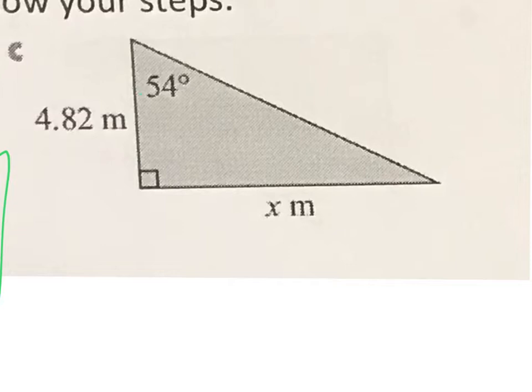In that last one, here's the angle, 54. We have the hypotenuse over here, but we're not interested in the hypotenuse. We're interested in these two sides. This side is called the opposite because it's opposite the 54-degree angle. And this side is called the adjacent because it's next to the angle, but it's not the hypotenuse. The hypotenuse gets its own name.